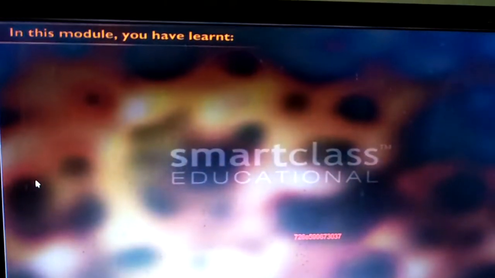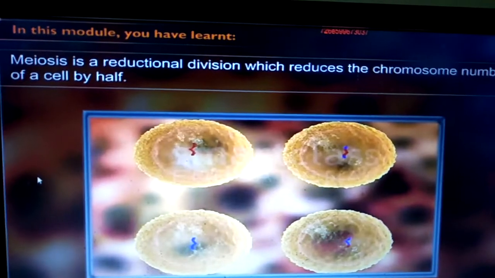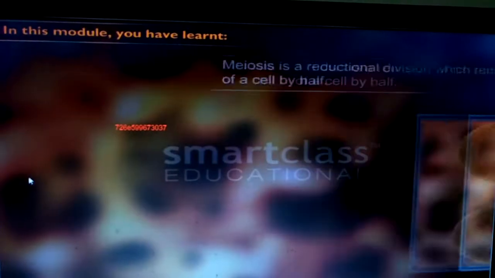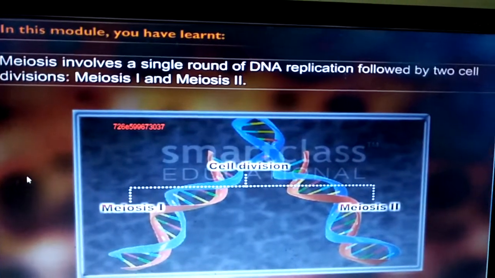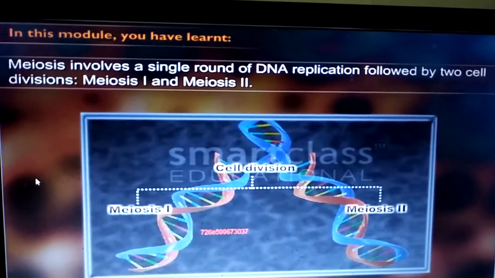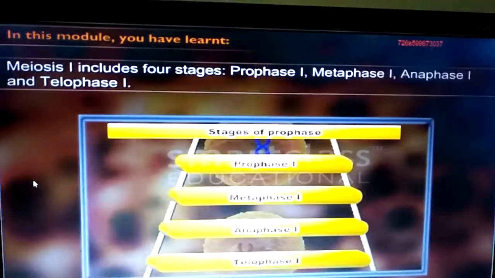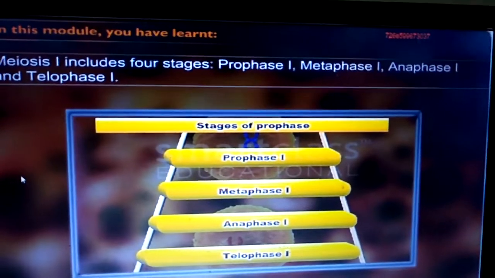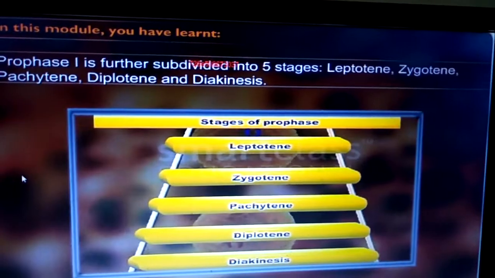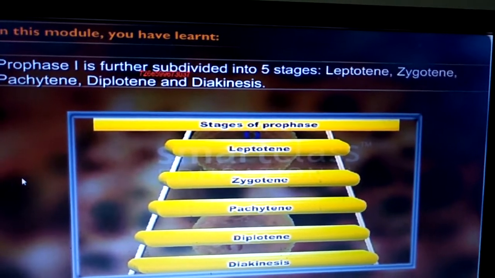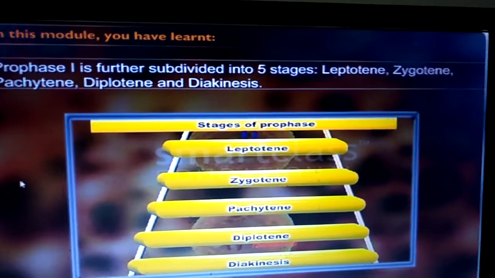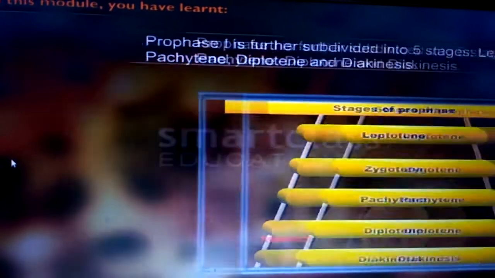In this module, you have learnt: Meiosis is a reductional division which reduces the chromosome number of a cell by half. Meiosis involves a single round of DNA replication followed by two cell divisions, meiosis 1 and meiosis 2. Meiosis 1 includes 4 stages: prophase 1, metaphase 1, anaphase 1, and telophase 1. Prophase 1 is further subdivided into 5 stages: leptotene, zygotene, pachytene, diplotene, and diakinesis.